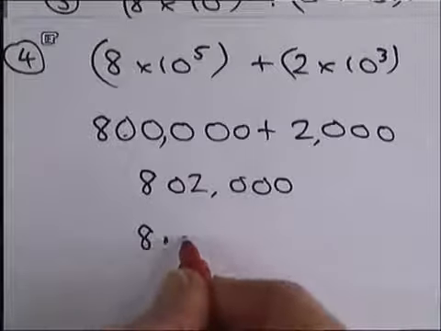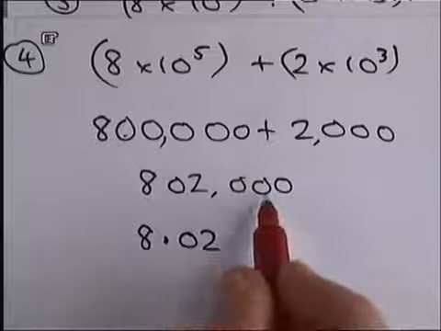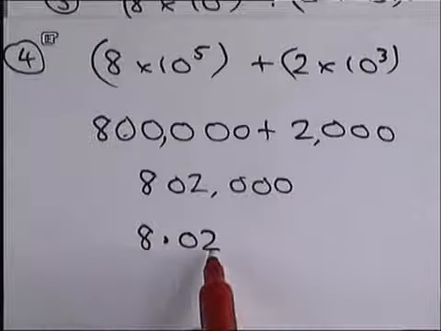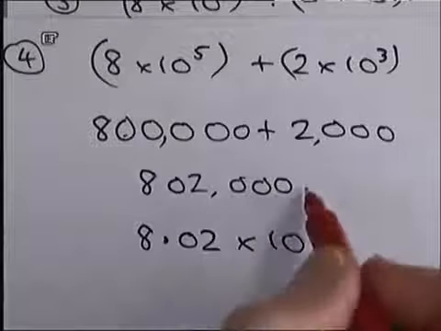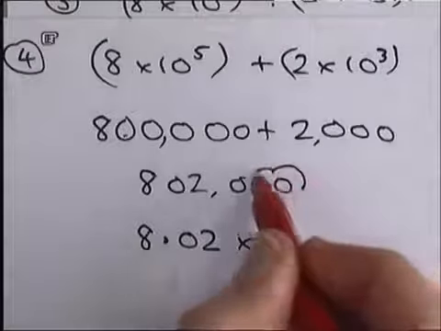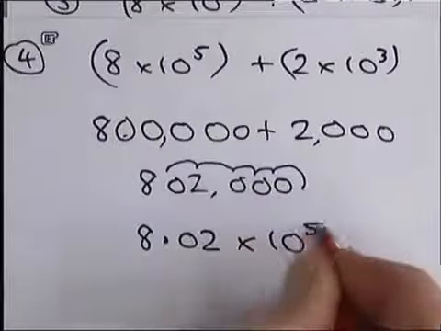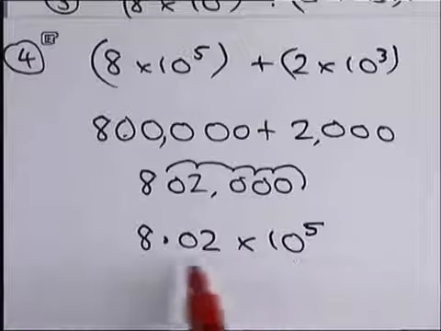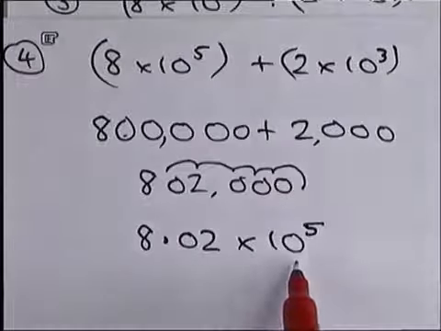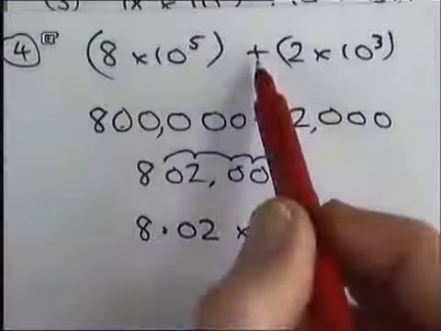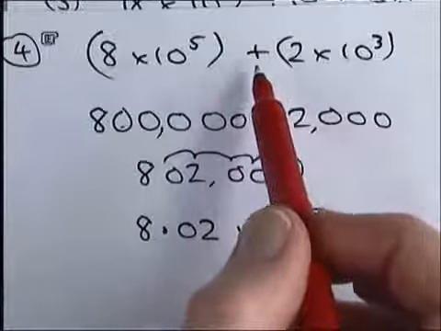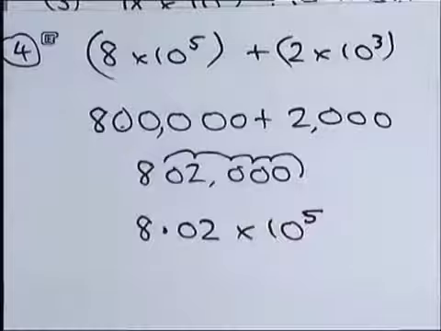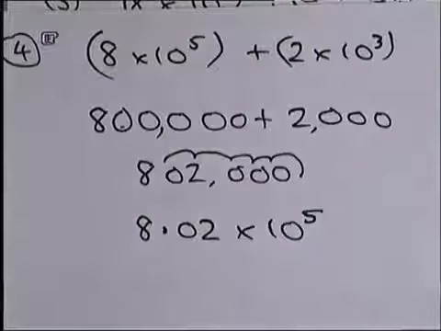Then I can change that back into a standard form number. I will write 8.02, ignoring the noughts at the end, making sure this number here is between 1 and 10. Then I put my times by 10, and the decimal point must have been here, and I've moved it 1, 2, 3, 4, 5 times. So the answer to the question here is 8.02 times 10 to the power of 5. But if you're doing any addition or subtraction with standard form, you can't do anything clever. You just need to write each number out as a normal number and then do your sum. You can then convert it into a standard form number again at the end.